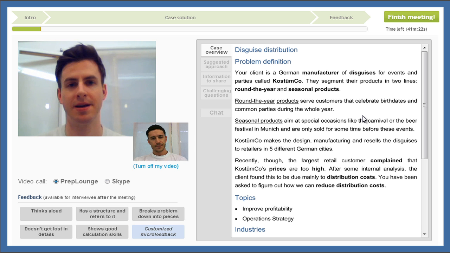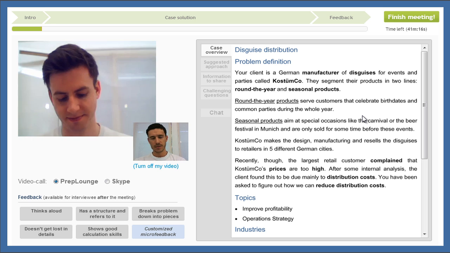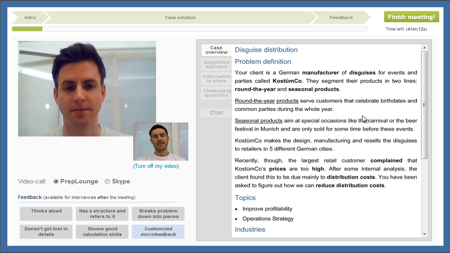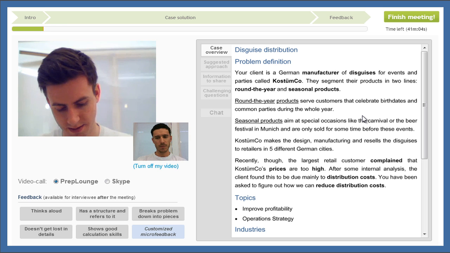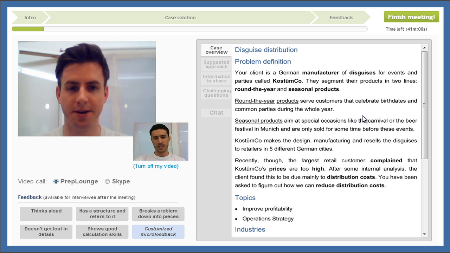So your client is a German manufacturer of disguises for events and parties called Custom Co. Custom Co makes the design, manufactures, and sells the disguises to retailers through five main big distribution centers, which are located around Germany in different cities.